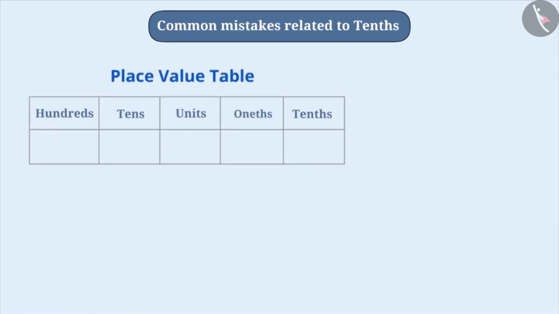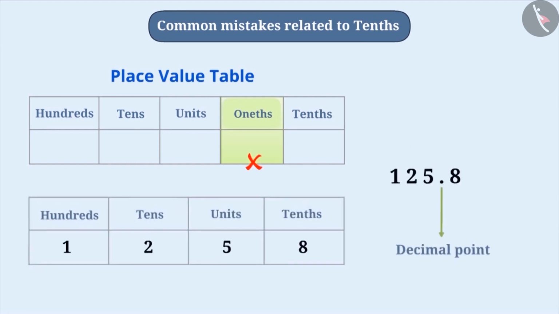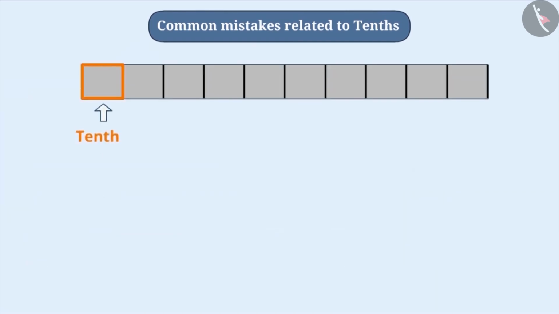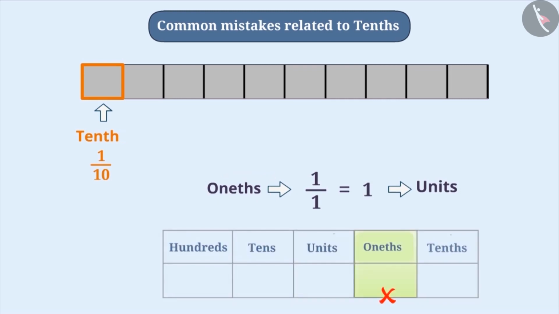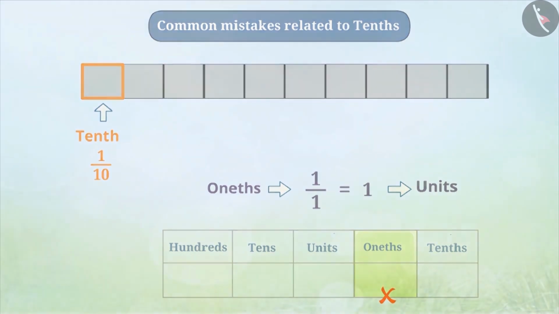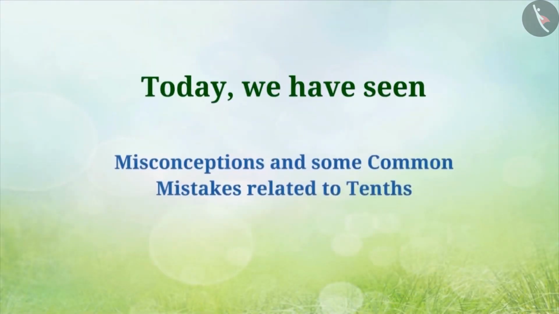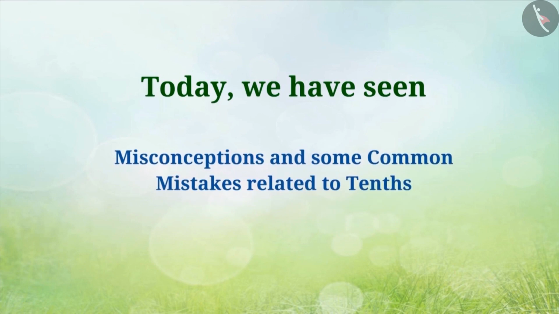Some students also add the location of oneths after the location of the units, although there is no such place. Tenths position is after the decimal point. The tenth part of a thing is represented as 1 by 10. So oneth means 1 by 1, which means 1, and we represent 1 in the units place only. So we don't require the oneths position, and that is why we don't show it. Today, we have seen some misconceptions and common mistakes related to tenths.